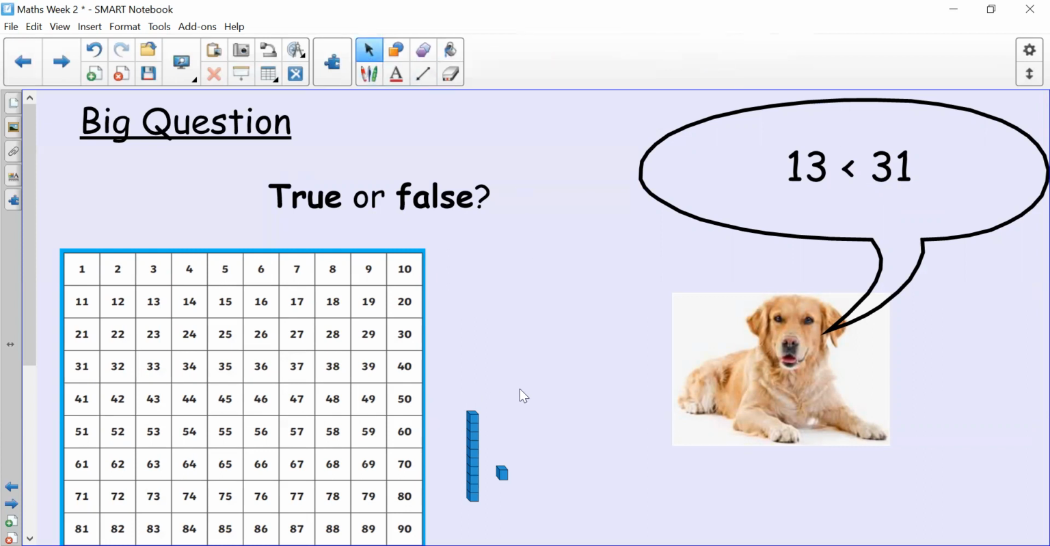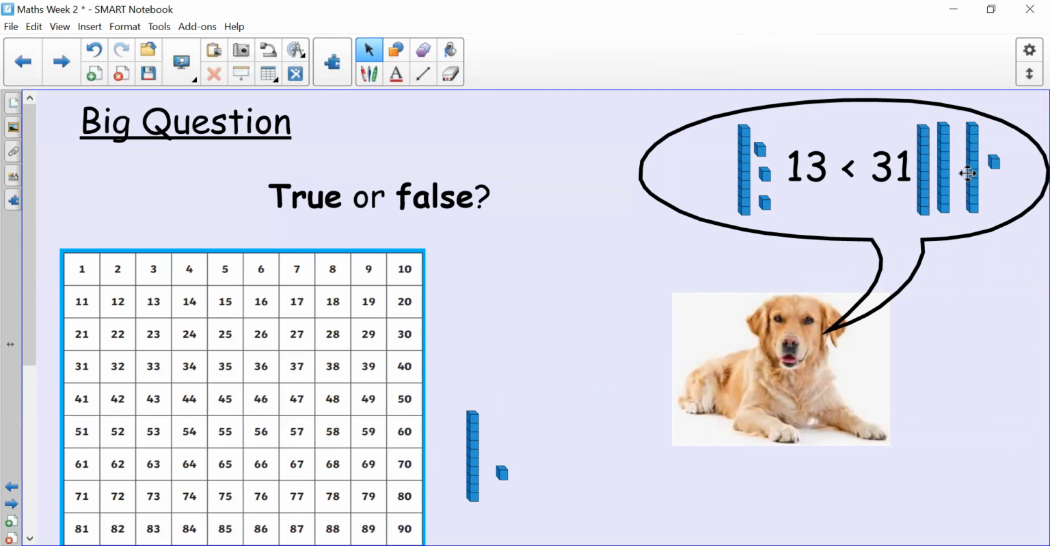Okay, let's see if we can use our Deans to compare it. So 13 has got 1 ten and 3 ones. 1, 2, 3. And 31 has got how many tens? That's right, 3 tens and how many ones? 1 one. So 3 tens and 1 one. Oh, sorry, that's only 2 tens. Let's get another one. 3 tens and 1 one.